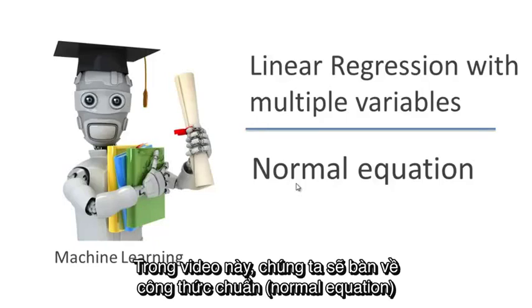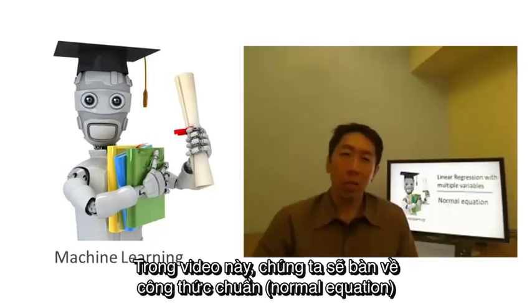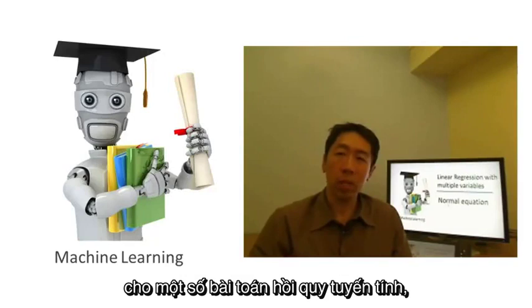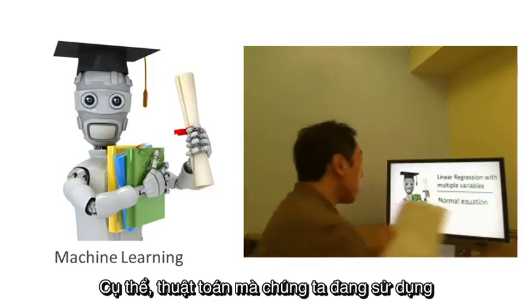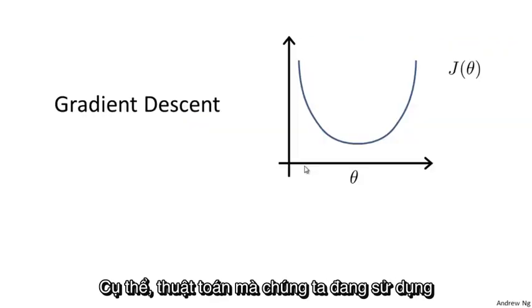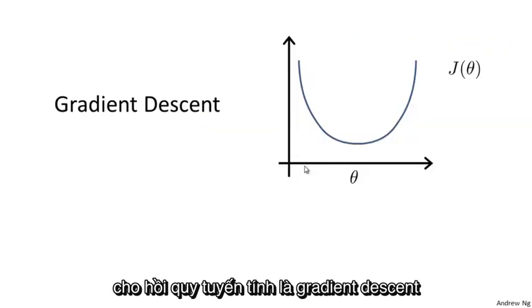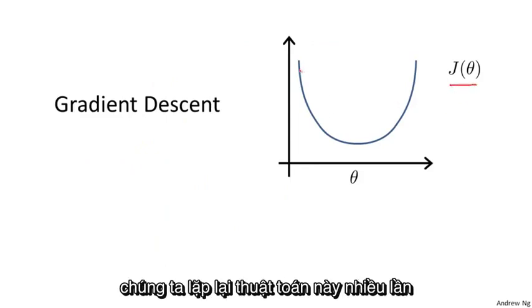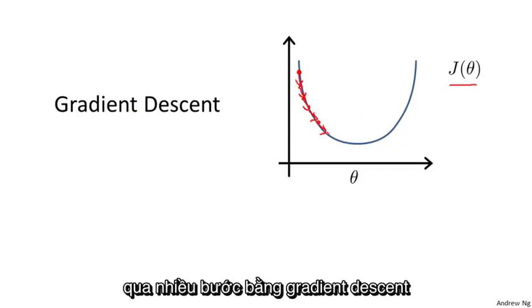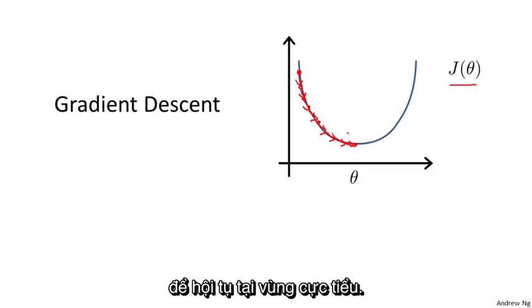In this video, we'll talk about the normal equation, which for some linear regression problems will give us a much better way to solve for the optimal value of the parameters theta. Concretely, so far, the algorithm that we've been using for linear regression is gradient descent, where in order to minimize the cost function J of theta, we would take this iterative algorithm that takes many steps, so multiple iterations of gradient descent, to converge to the global minimum.